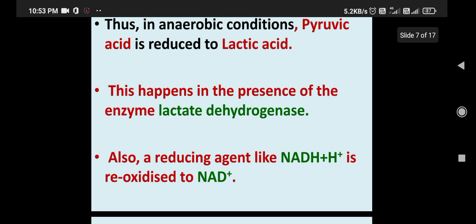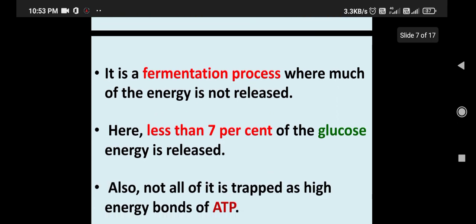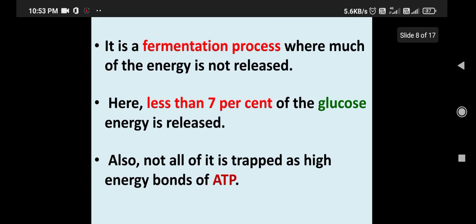This process happens in the presence of the enzyme lactate dehydrogenase, and a reducing agent like NADH is reoxidized to NAD. It is a fermentation process where much of the energy is not released, only less than 7% of glucose energy is released.